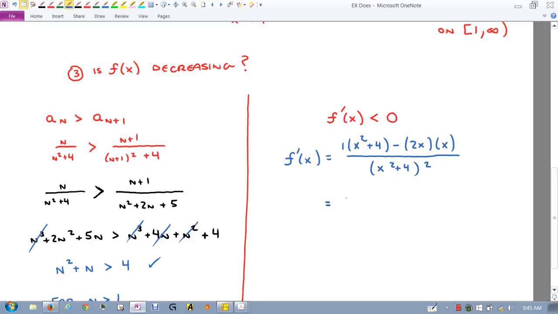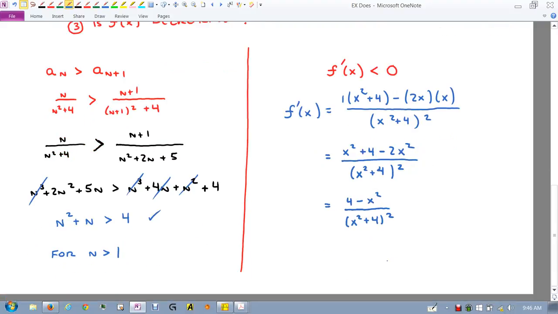Let's clean it up a little bit. And so I'm getting (4 minus x squared) over (x squared plus 4) squared. Everybody got that? You take that derivative, okay? What am I trying to show? That this is eventually negative, right? If the derivative is eventually negative, that means the original function is eventually decreasing. And so, is this negative or not?